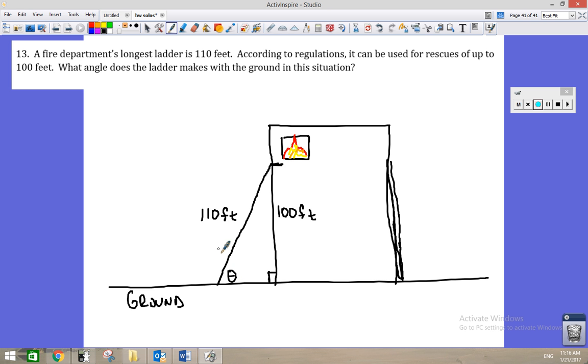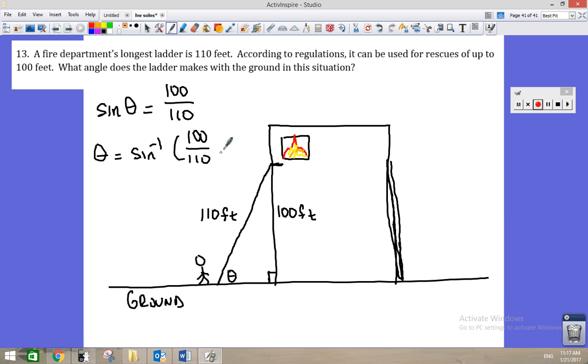So if we look at that right triangle, that's going to be the difficulty in these problems, finding the right triangle within your picture. You can have fun with it, drawing the fire or firemen going up the ladder, or whatever. But the sine is the opposite leg over the hypotenuse. So the sine of angle theta is 100 divided by 110. This angle theta is the inverse. We'll have the calculator give us this angle.